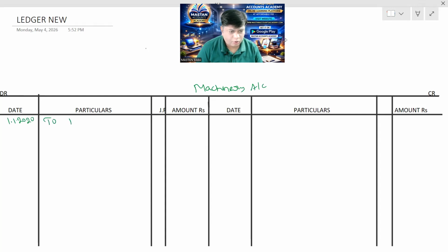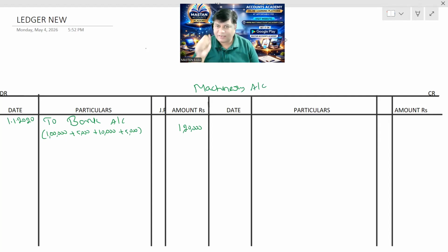That is to bank account. If you have any doubt, you can write here 1 lakh plus 5,000 plus 10,000 plus 5,000. So dear students, you got my point. So the total cost of the asset they purchased is how much? 1,20,000.